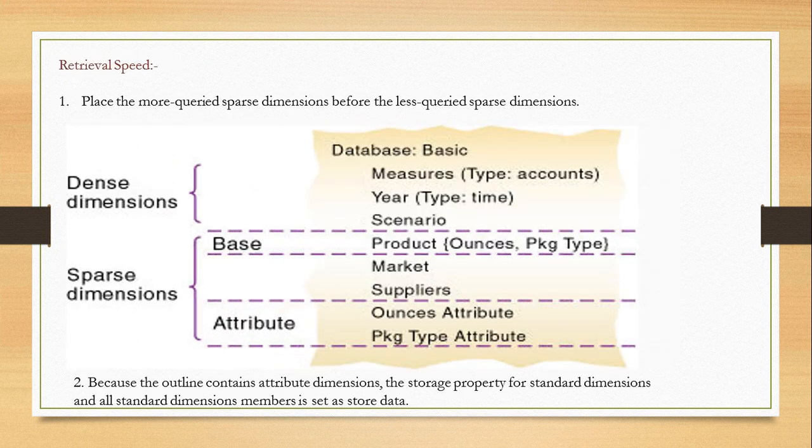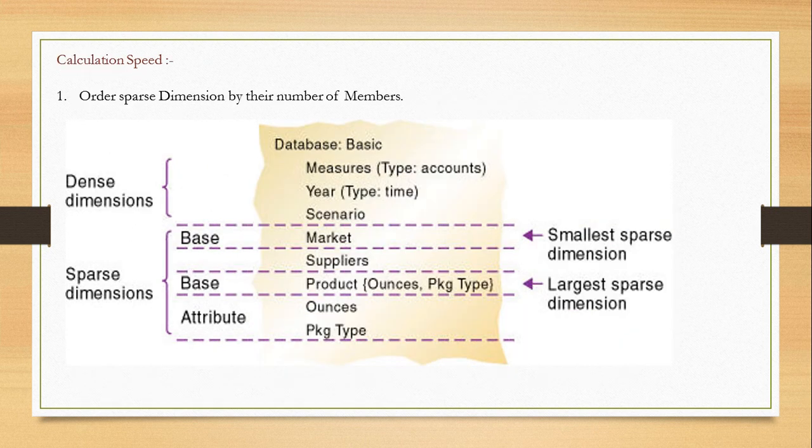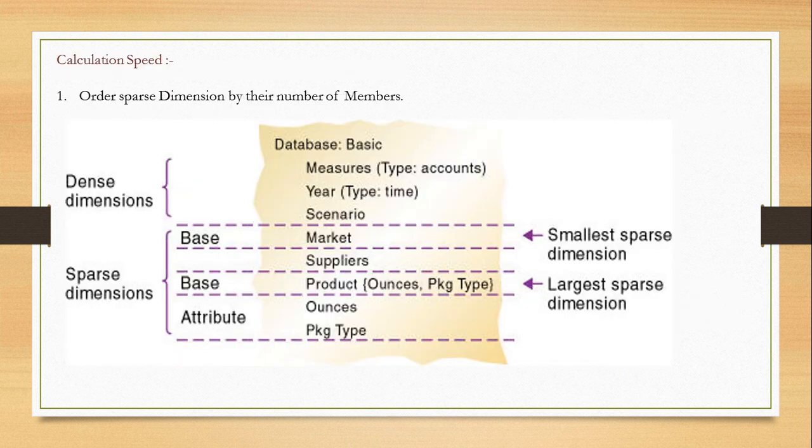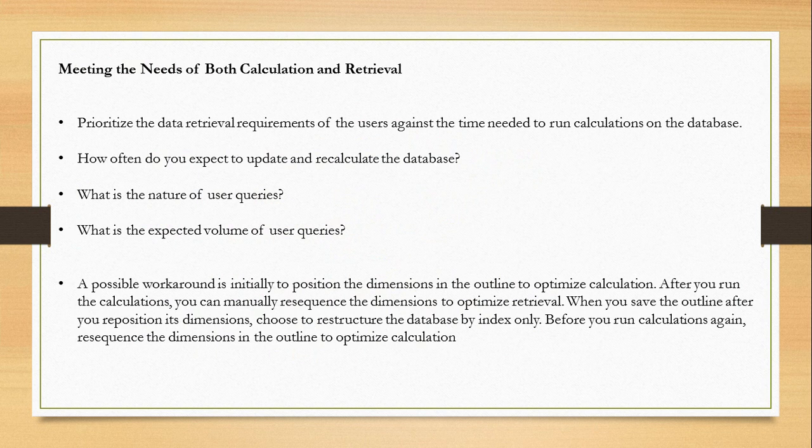So these were the two cases, designing for retrieval speed and for calculation speed. If we want to achieve both, so that my outline is optimized for calculation as well as for retrieval, then here are some points written for meeting the needs of both calculation and retrieval.